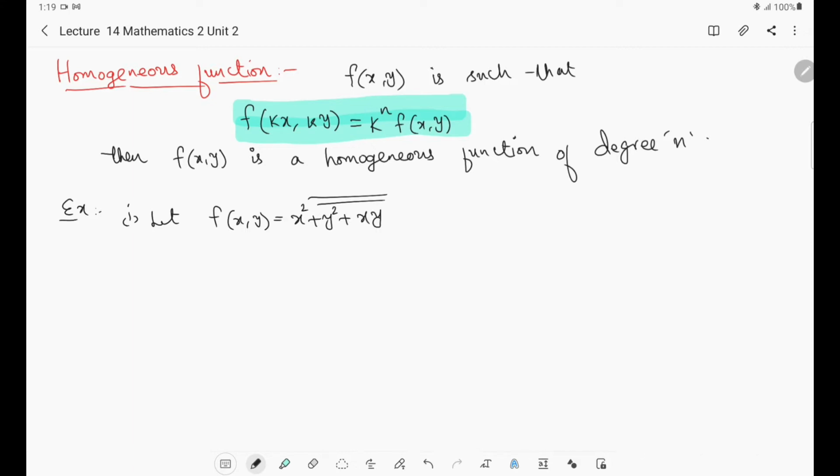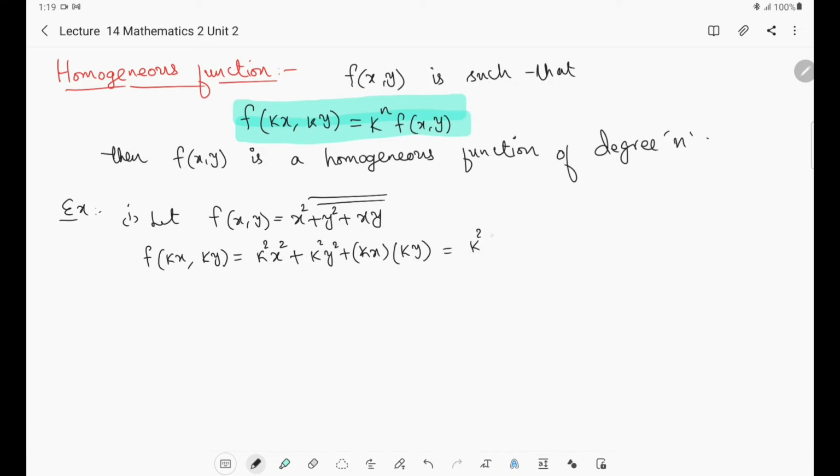Now to check whether it is homogeneous or not, what do we have to do? We have to replace x with kx and y with ky, right? Then what will happen? Here x should be replaced with kx, so we will get k square x square, and y should be replaced with ky, so we get k square y square, and x should be replaced with kx and y with ky.